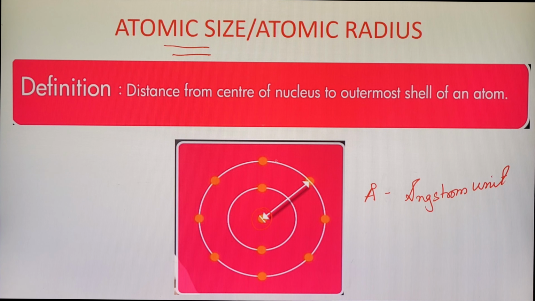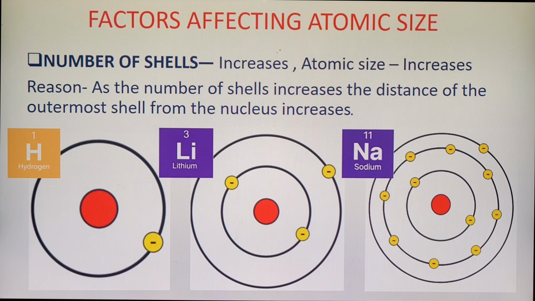So it is the distance from the center of the nucleus to the outermost shell of an atom. And the second thing that you need to remember is it is measured in angstrom unit. Okay. Now let's deal with the factors that are affecting atomic size. What are the 2 things on which atomic size depends? The first factor on which atomic size depends is the number of shells.